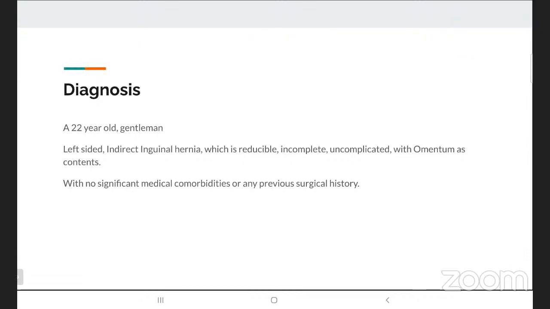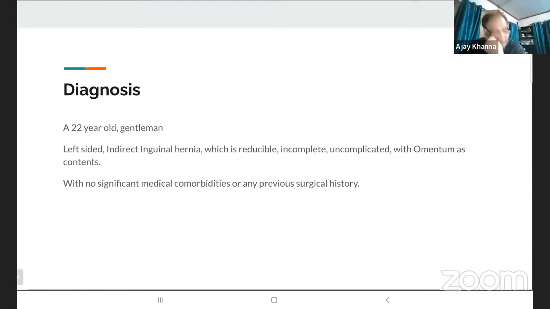What is ETAP? ETAP is extended view TAPP, where we place the ports of the laparoscopic instruments farther from the hernial defect to give us a better visualization and better repair of the hernia. The ports are usually placed in a supraumbilical position away from the hernia, giving us an extended view.